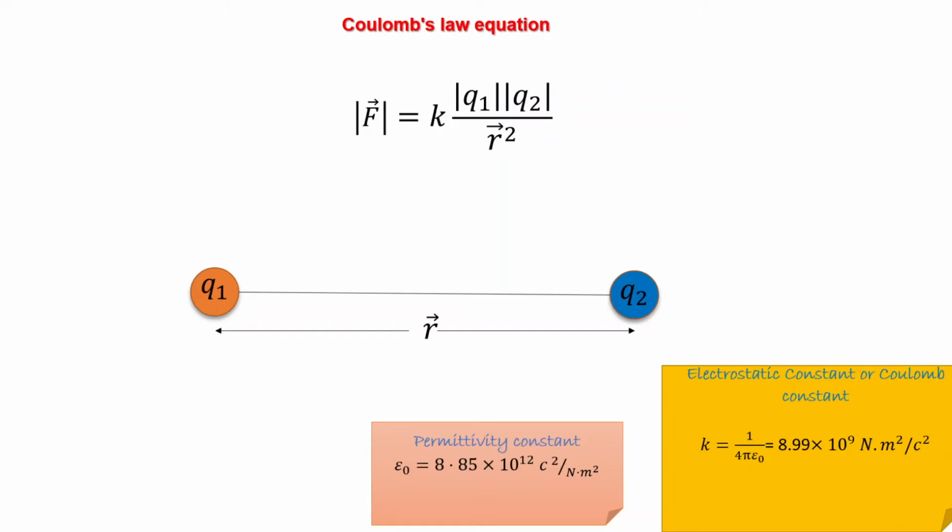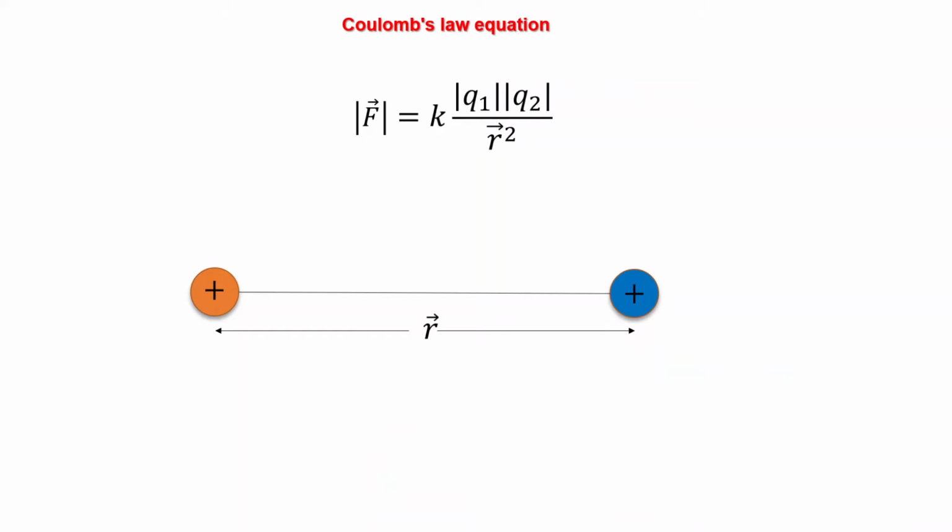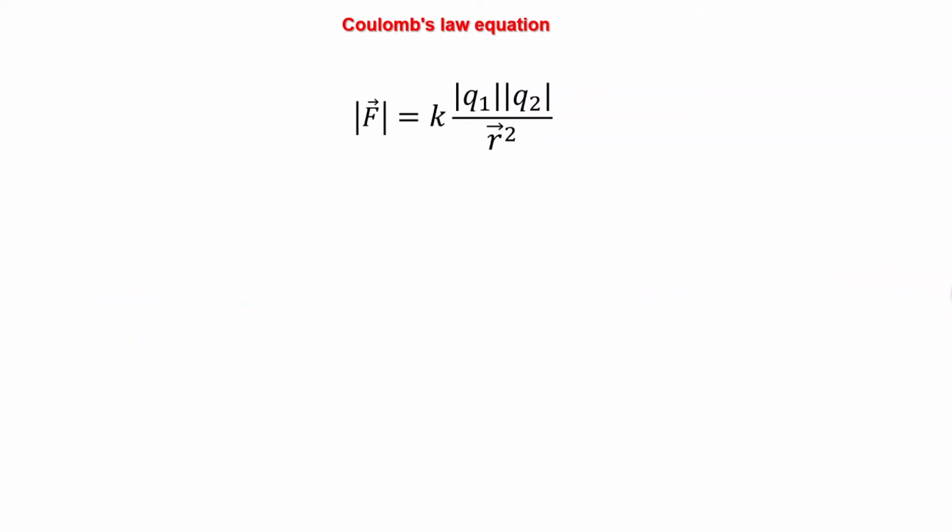Now, you can calculate the magnitude of the electrostatic force using that formula. But how about the direction? If you put two positive charges close to each other, they will exert forces F and F. They are exactly the same but in opposite directions, so they move these two charges away. These two charges with the same signs will repel each other.